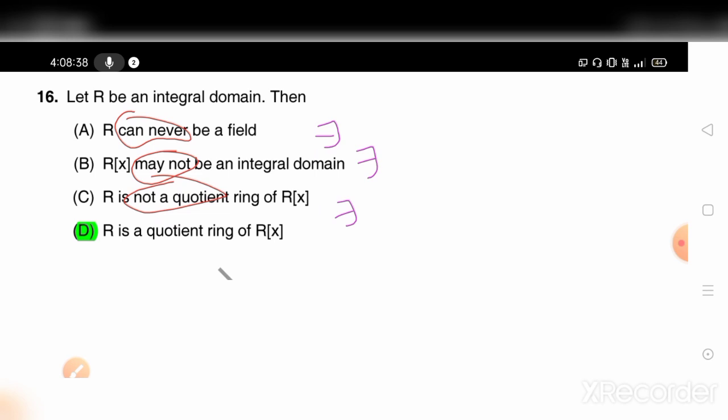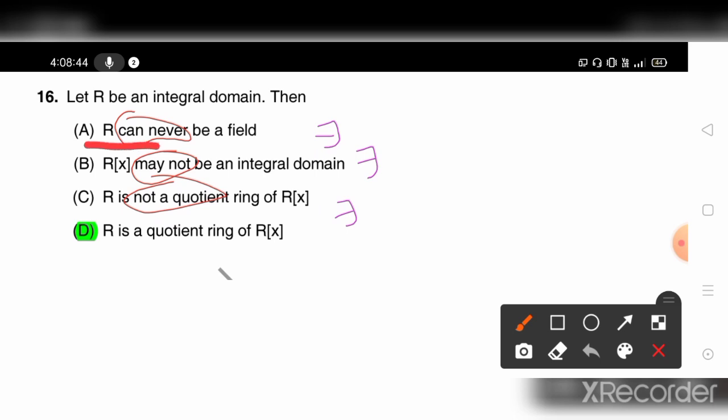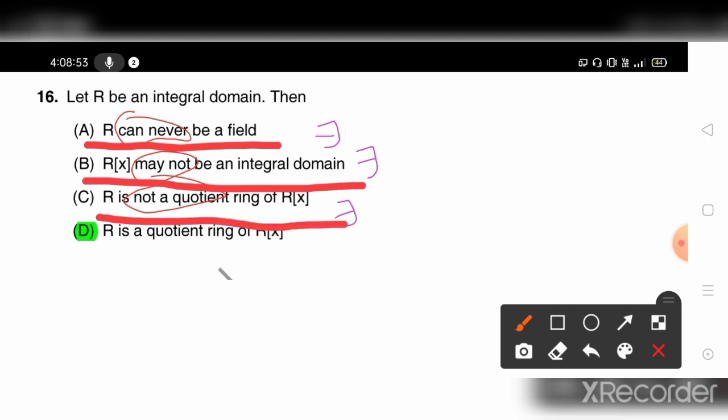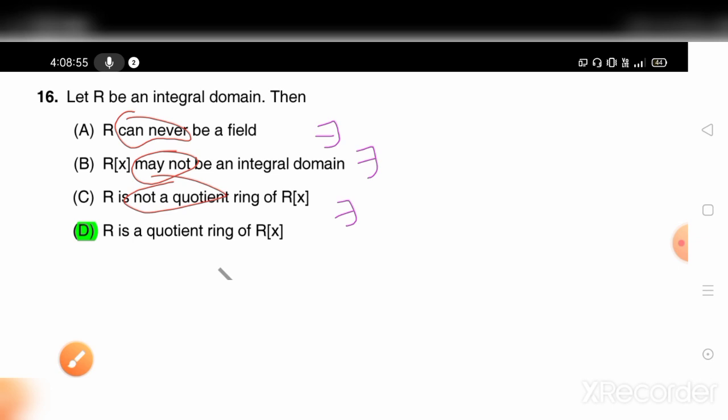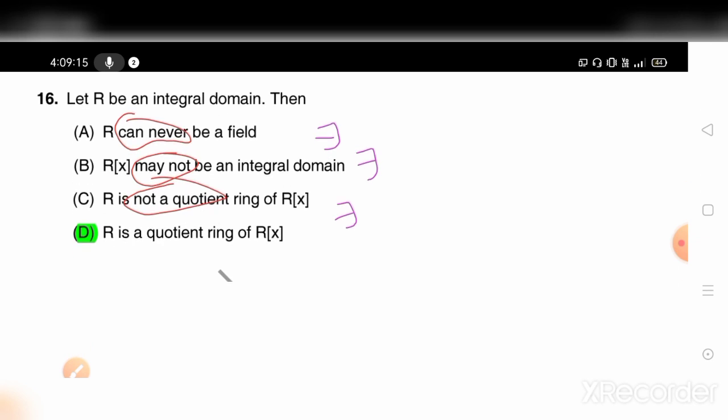Let R be an integral domain. Then R can never be a field; R[x] may not be an integral domain; R is not a quotient ring of R[x]. If R is an integral domain, there exists a quotient ring of R[x]. Option D is the correct option.